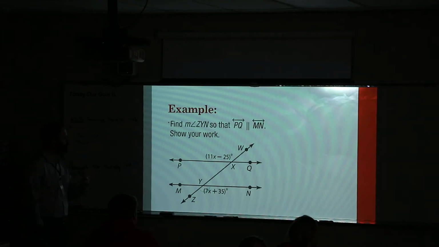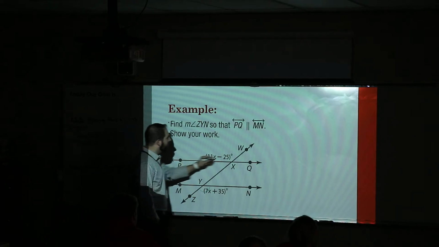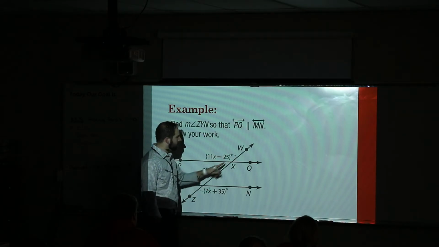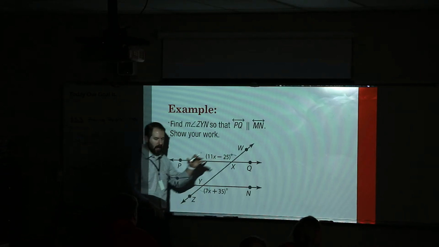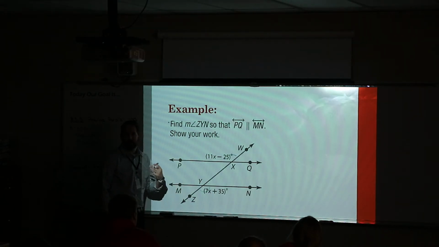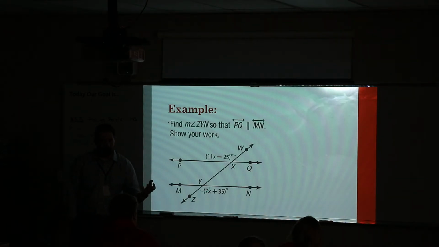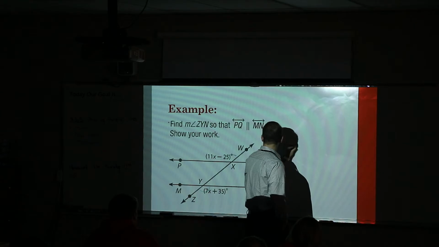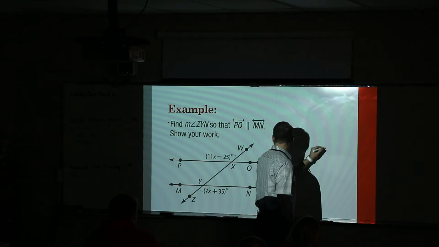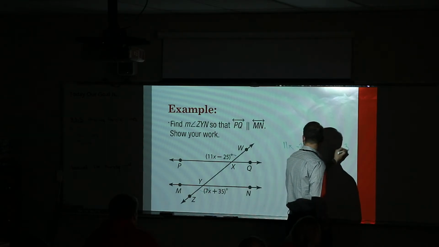Exactly. If we set the two things that they gave us, the two algebra expressions, equal to each other. The reason why is that these are alternate exteriors. They're on alternating sides of the transversal, and they're exterior, on the outside of the parallel lines. If we set them equal, that will force the angles to be the same. So 11x minus 25 equals 7x plus 35.